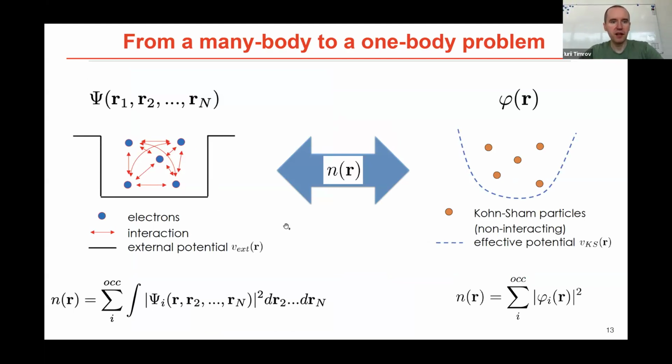So on the left is the real quantum mechanical problem. We have electrons represented by dots, and these red arrows indicate that they are interacting. So we have a complicated problem to solve. We have many electrons, and all of them are interacting and moving around. So how to describe this quantum mechanical problem?